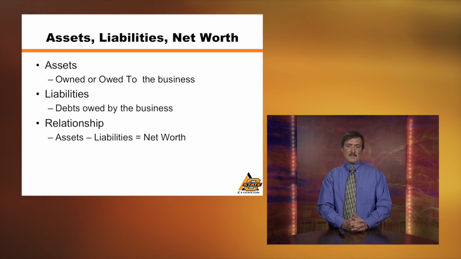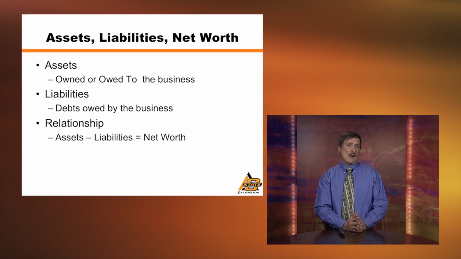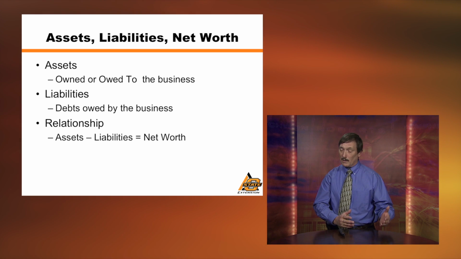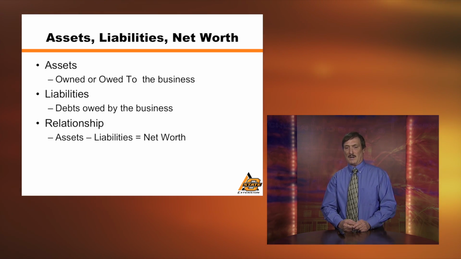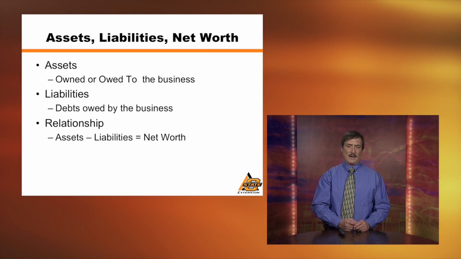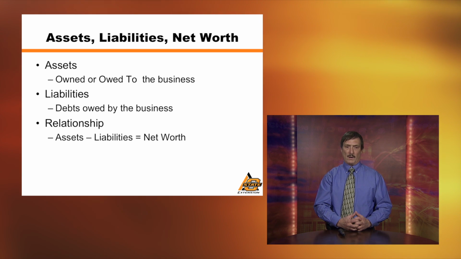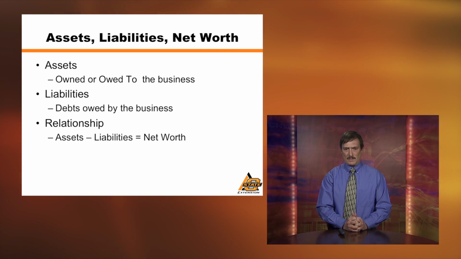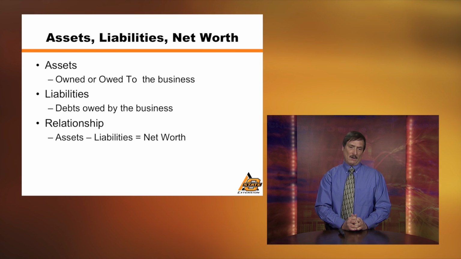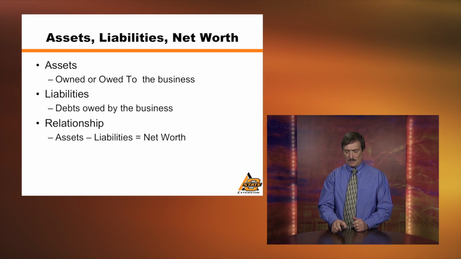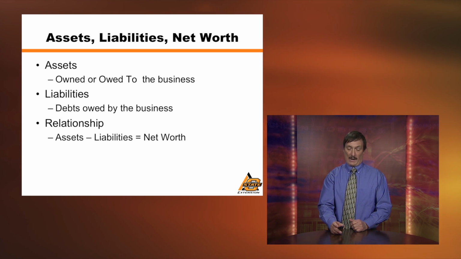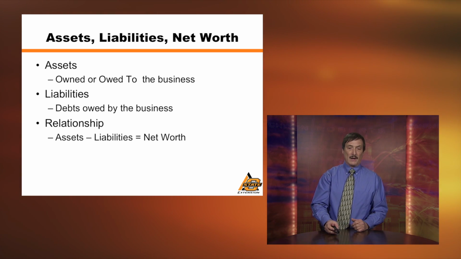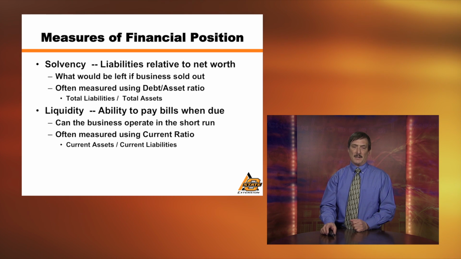Liabilities: any debts owed by the business. This could be operating loans, it could be accounts payable at the co-op, it could be machinery loans, real estate loans, breeding livestock loans. I think you probably have a pretty good picture of what liabilities are. And of course, that accounting relationship that we get off of the balance sheet: assets minus liabilities equals net worth, or equity, another term for net worth that you might hear or might see.